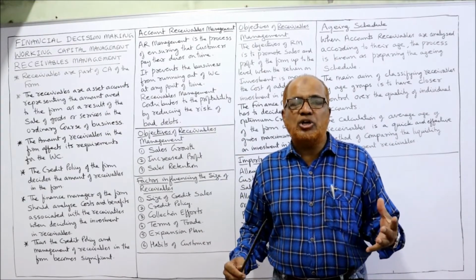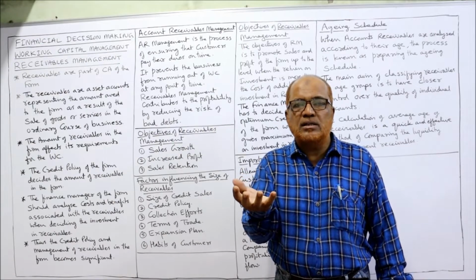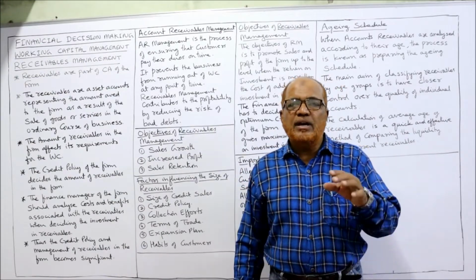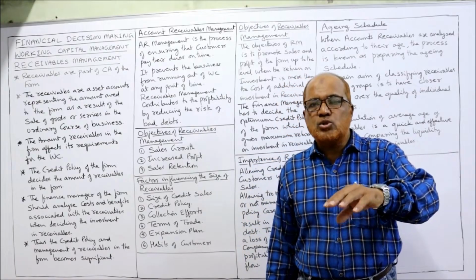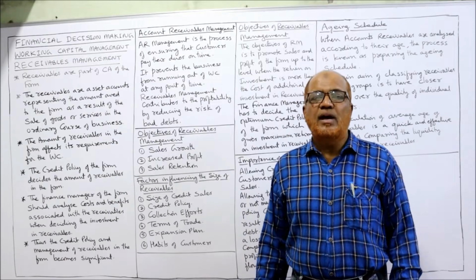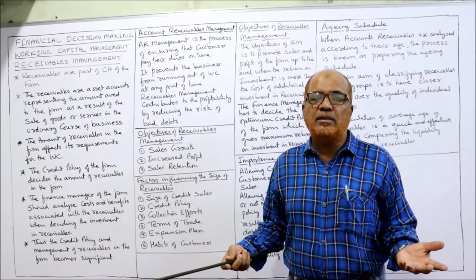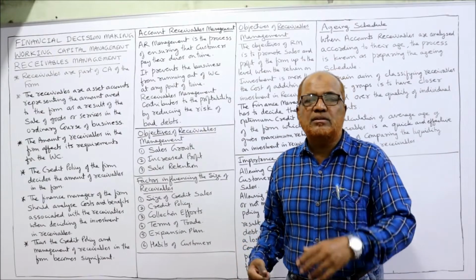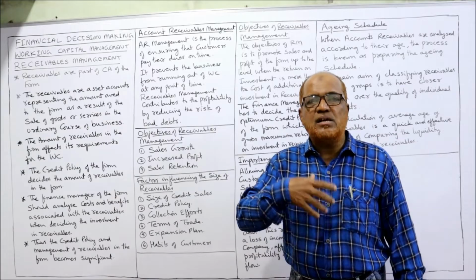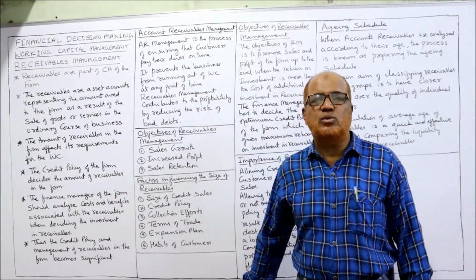He has to measure how much are the benefits the business is going to get by making investment in receivables. Investment in receivables means the business has to spend the money on the production, on the cost of the goods, and sell the goods to the customers. The customers are not paying the money for 1 month, 2 month, 3 month. So our money is blocked. The business funds are blocked in receivables. That is called investment in receivables.